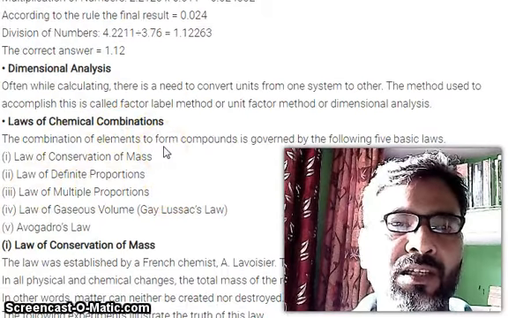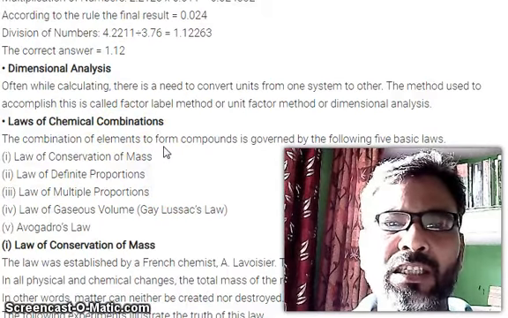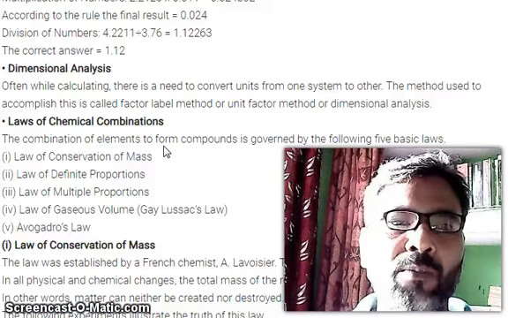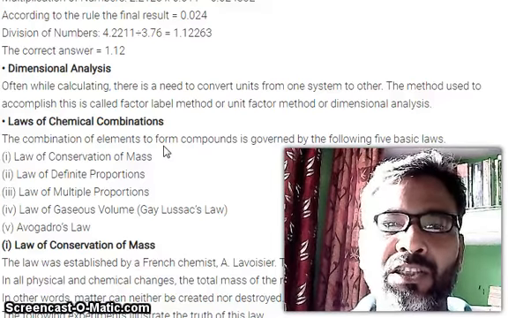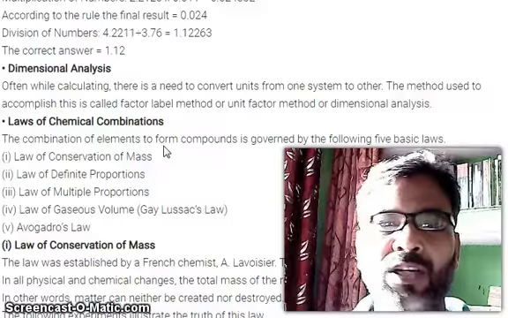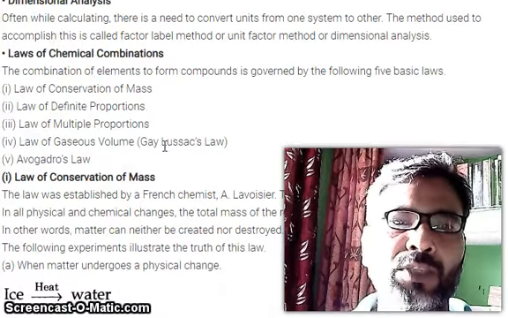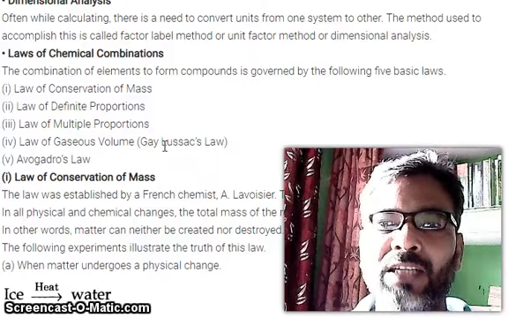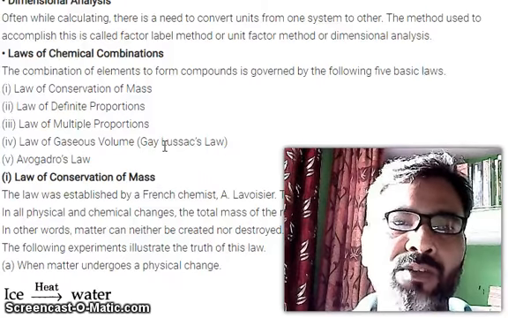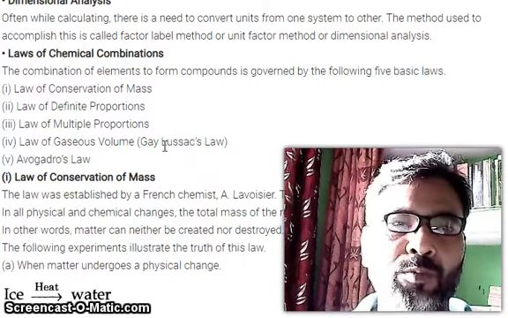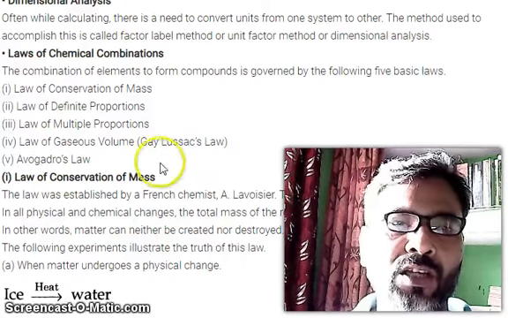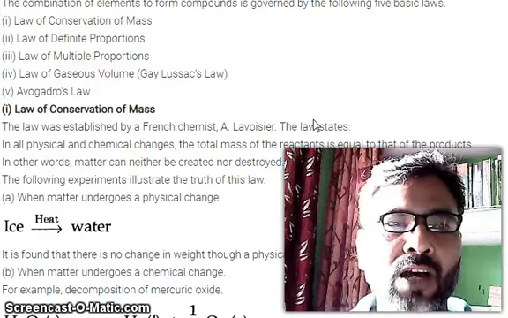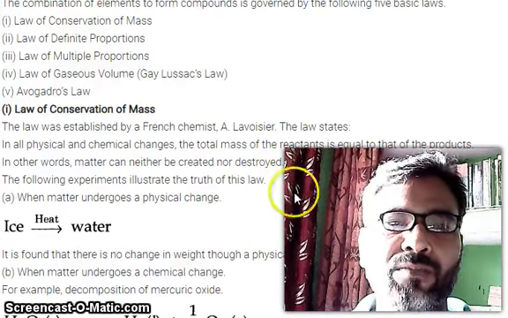Dimensional analysis. Often while calculating there is a need to convert units from one system to another. The method used to accomplish this is called the factor label method or unit factor method or dimensional analysis. Laws of chemical combination. The combination of elements to form compounds is governed by the following 5 basic laws: law of conservation of mass, law of definite proportions, law of multiple proportions, Gay-Lussac's law of gaseous volumes, and Avogadro's law. Now I will talk about the law of conservation of mass.